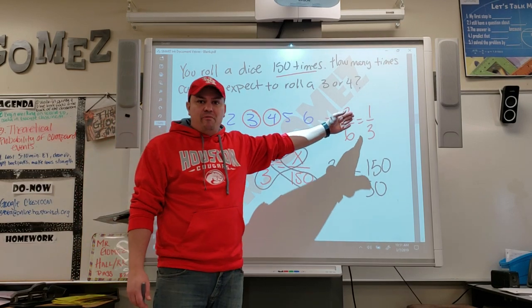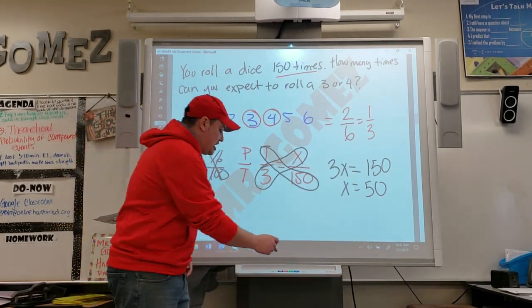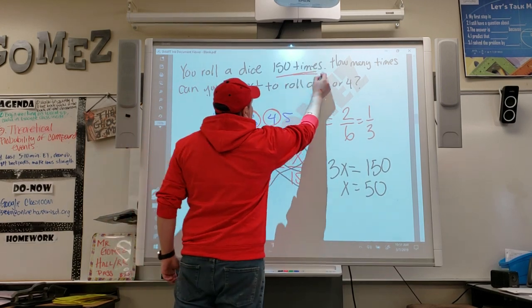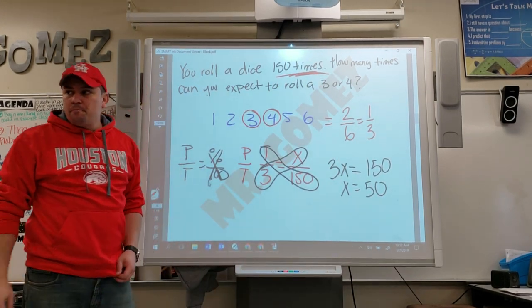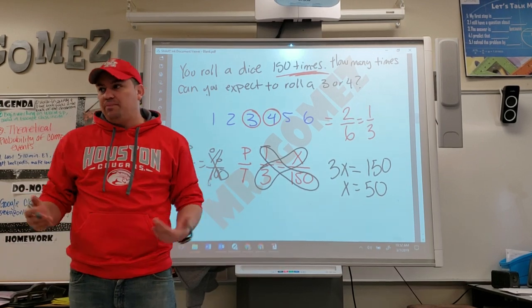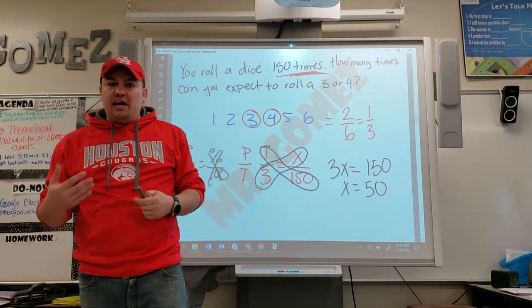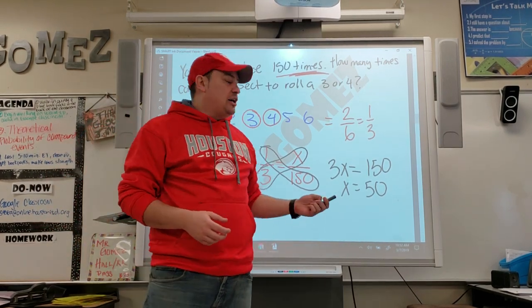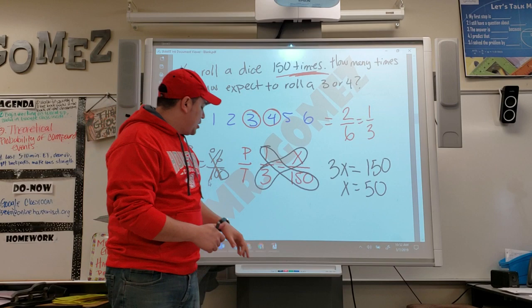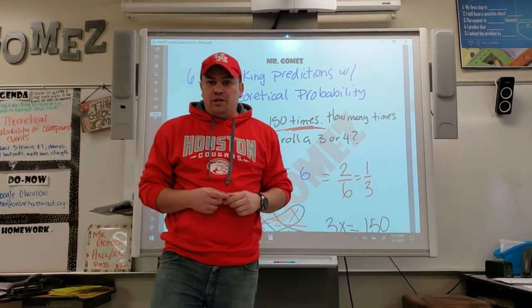First, find the regular probability, and then do cross products with whatever, and this is the key word right here, guys, times. What does times mean? Multiply. On cross products, what do we do? Cross multiply. So whenever you see something like this, that's the indication that you have to do theoretical probability and making predictions.